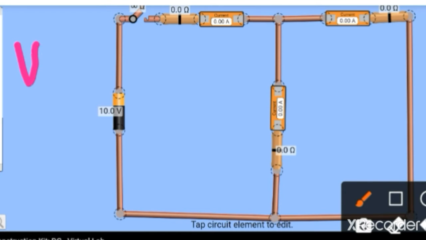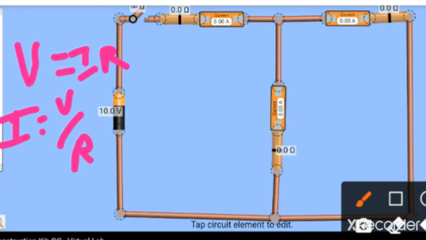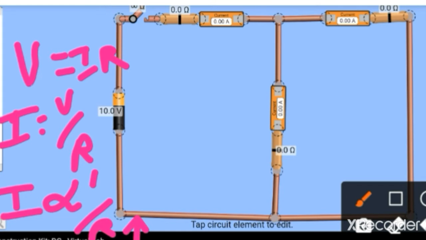V is equal to I into R, and from this equation we can write it as I is equal to V divided by R. So I is inversely proportional to the resistance value. If you are increasing the resistance value, automatically it reduces the current value. So from this circuit we can see how the resistance will restrict the flow of current. That is, if you are increasing the resistance value, the current value is reduced.